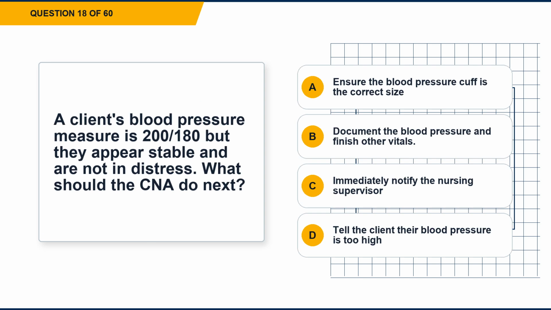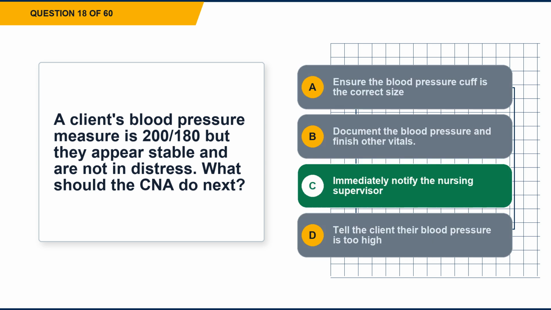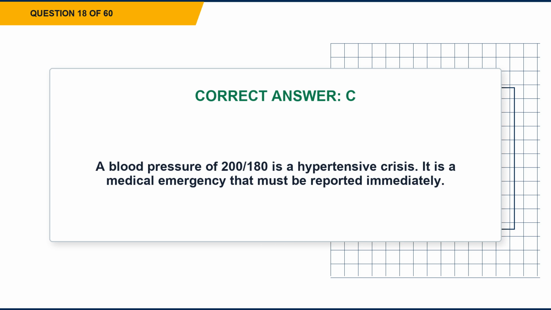Question 18. A client's blood pressure measure is 200/180, but they appear stable and are not in distress. What should the CNA do next? Option A, ensure the blood pressure cuff is the correct size. Option B, document the blood pressure and finish other vitals. Option C, immediately notify the nursing supervisor. Option D, tell the client their blood pressure is too high. The correct answer is option C, immediately notify the nursing supervisor. Explanation: a blood pressure of 200/180 is a hypertensive crisis. It is a medical emergency that must be reported immediately.